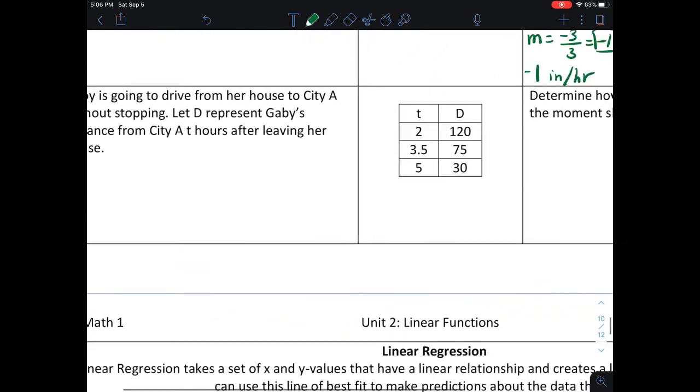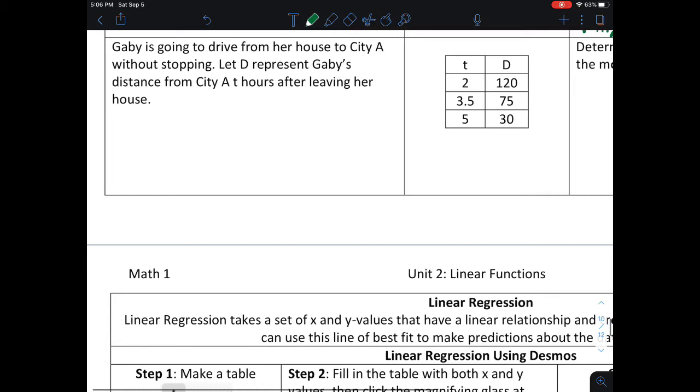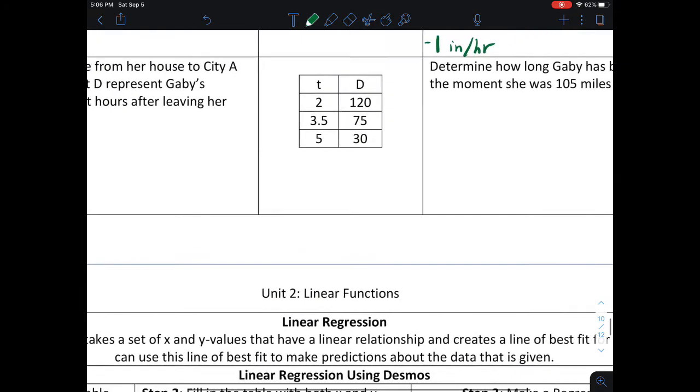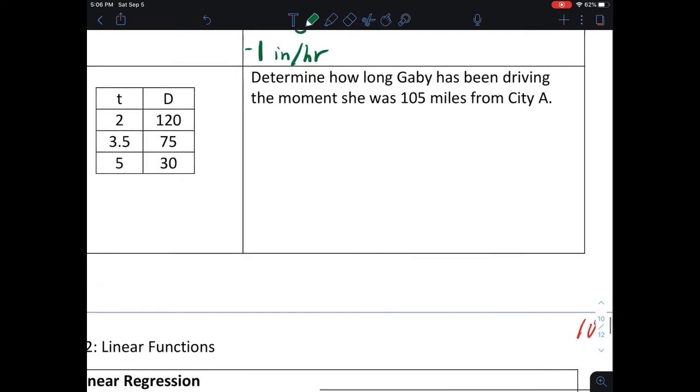Okay, let's look at one more of these tables. So Gabby's going to drive from her house to City A without stopping. D represents her distance from City A after leaving her house. So I've got the distance from the city after she's left her house. I want to determine how long Gabby has been driving when she was 105 miles from City A. Well, I don't see 105 miles anywhere on my table. So we're going to try to figure out how fast she is driving. Maybe that will help us determine that.